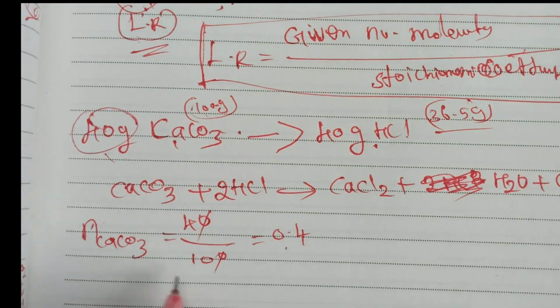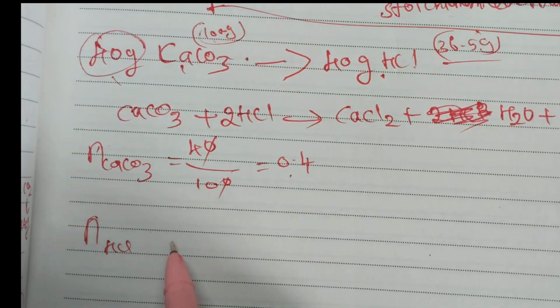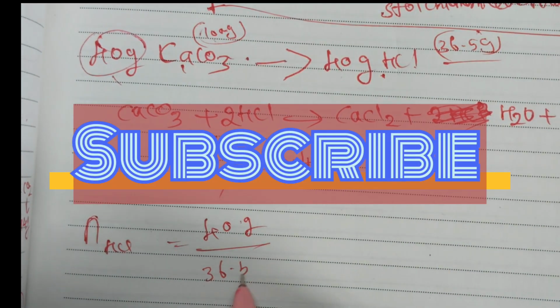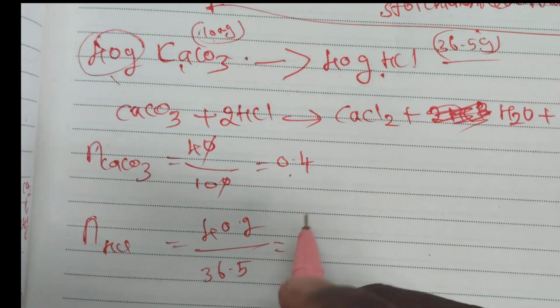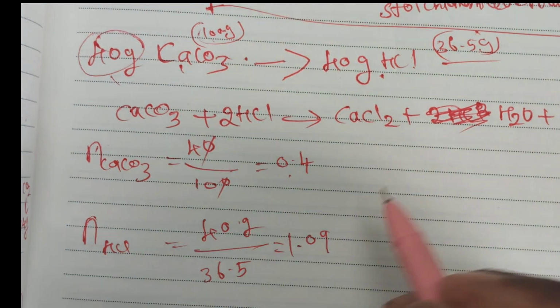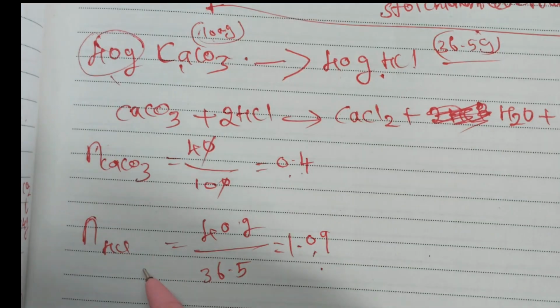Similarly, the moles of HCl: the given weight is 40 grams of HCl divided by 36.5. Simplified, we get 1.09 moles. So we have found the moles of calcium carbonate and HCl.